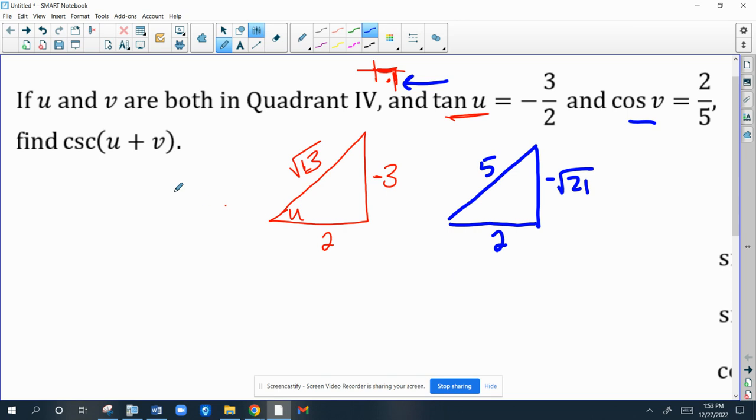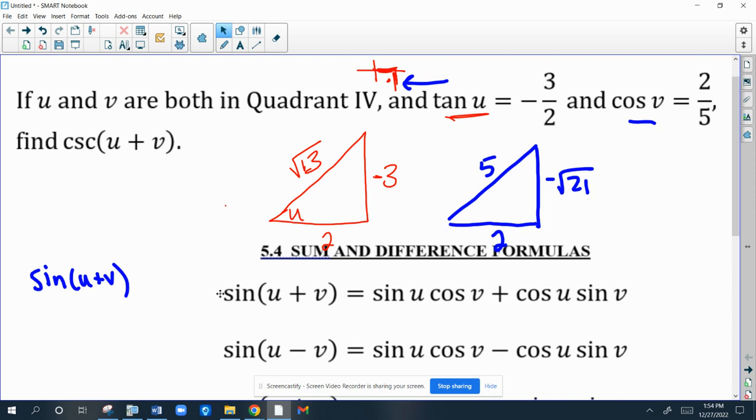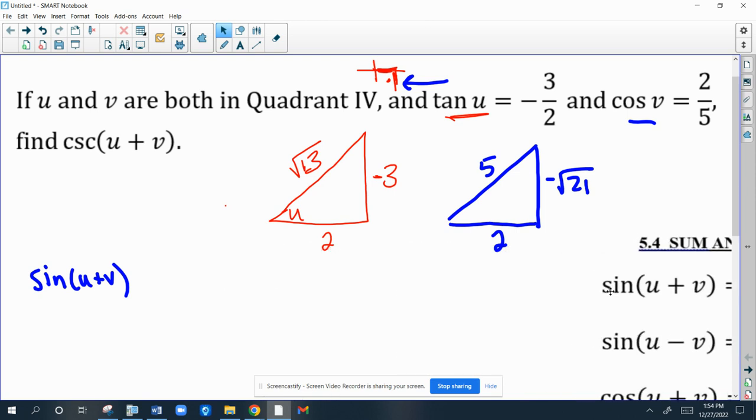So now we are going to figure out what cosecant of u plus v is. Well, cosecant is the reciprocal of sine. So I'm going to figure out what sine of u plus v is first, and then take the reciprocal of that. Sine, we have this sum formula. It's sine u cosine v plus cosine u sine v. That's an easy one.